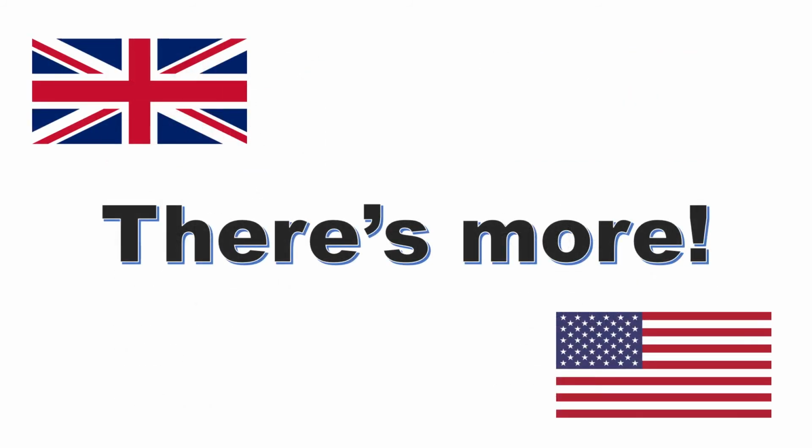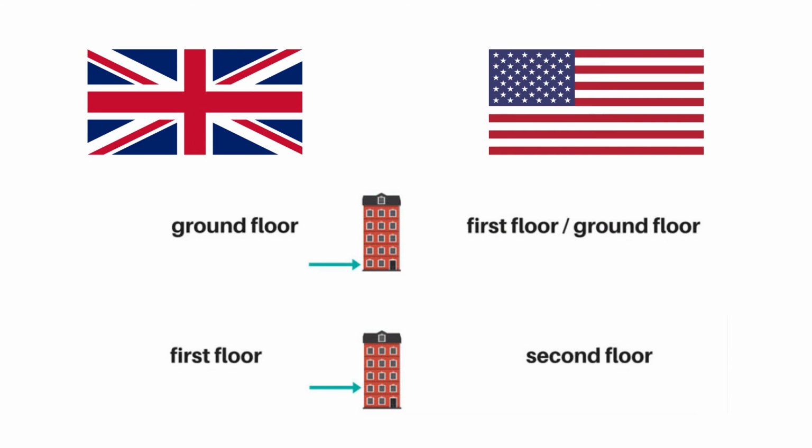And there's more. Look at these two buildings. In British English, we say ground floor, but in American English, it's the first floor, or ground floor sometimes. In Japan, you refer to the ground floor as the first floor. So when I first came to Japan, it was a little bit confusing. Next, the first floor in British English is the second floor in American English.